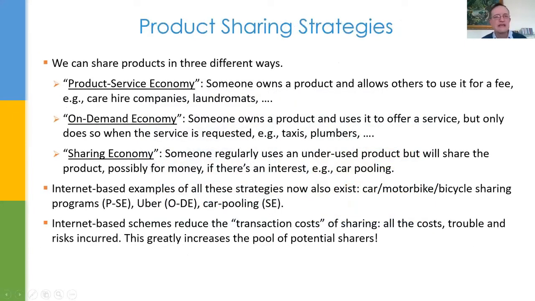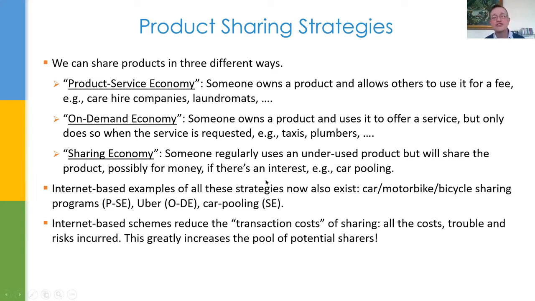Now, generally speaking, we share products in three different ways. There's the so-called product service economy, where someone owns a product, doesn't actually use the product itself, and allows others to use it for a fee. So car hire companies, for instance, or laundromats, or photo booths, or I'm sure you can think of many, where essentially one person owns something and then allows others to use that for a fee.